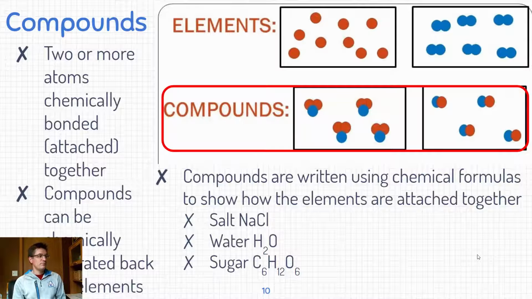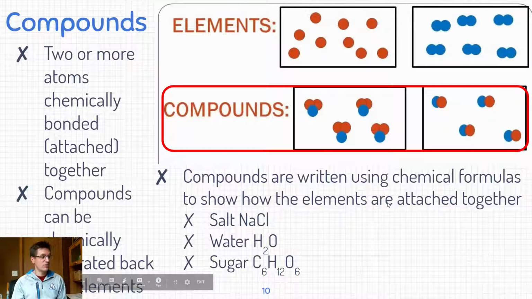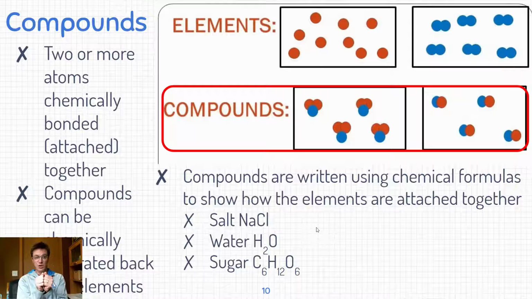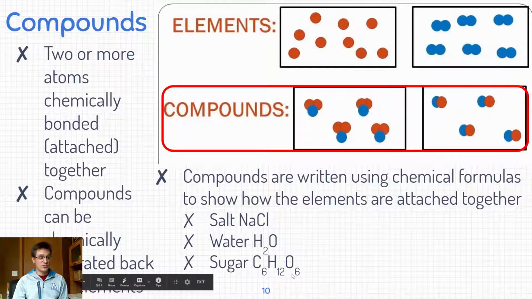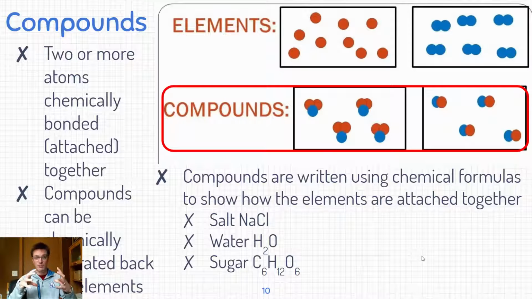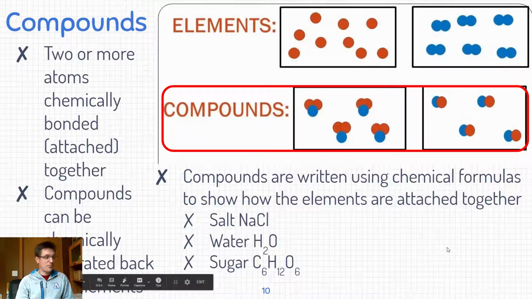Compounds. 2 or more atoms. I just talked about this a whole bunch. You can chemically separate them. Chemical reaction only, though. Here's a few more examples. Salt is NaCl. That's sodium bonded to chloride. They're chemically bonded together. Sugar, C6H12O6. That's a big clump of atoms all in one molecule. 6 carbon atoms, 12 hydrogen atoms, and 6 oxygen atoms per clump. And each clump is a molecule.